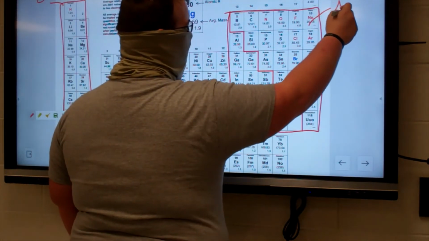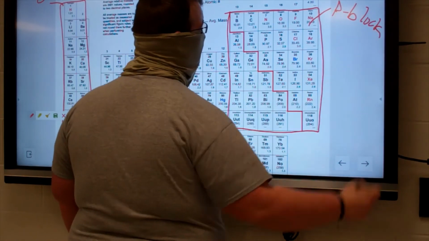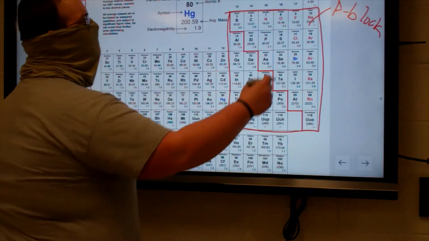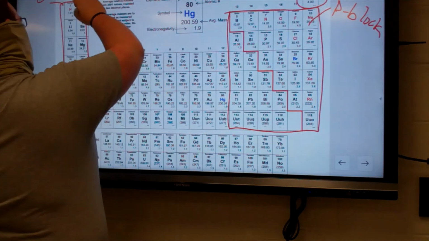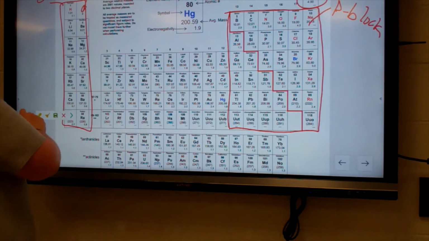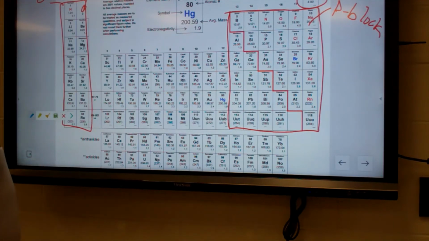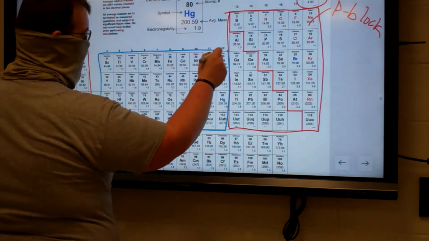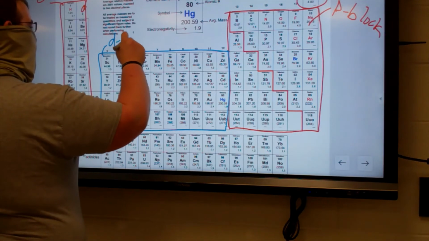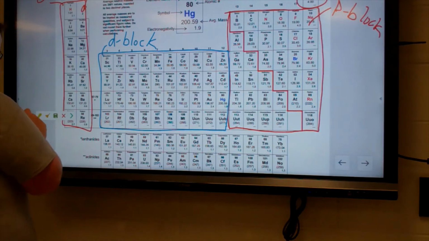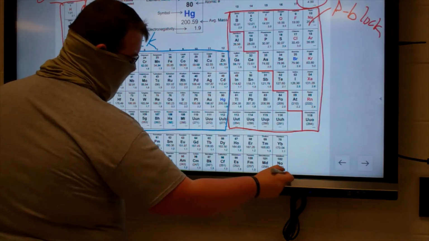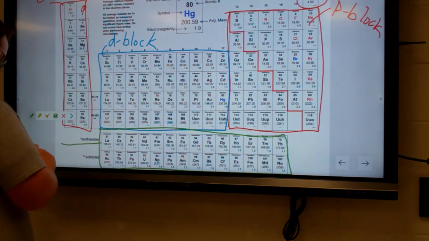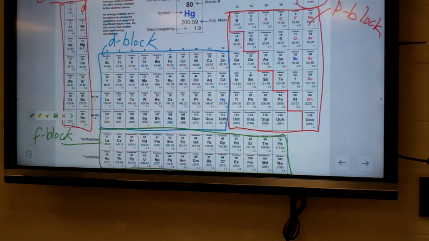Here is P block. And remember for this, helium actually sits over here in the S block. You go right here, here's D block. And here is our F block. Every one of these have a fixed representation.